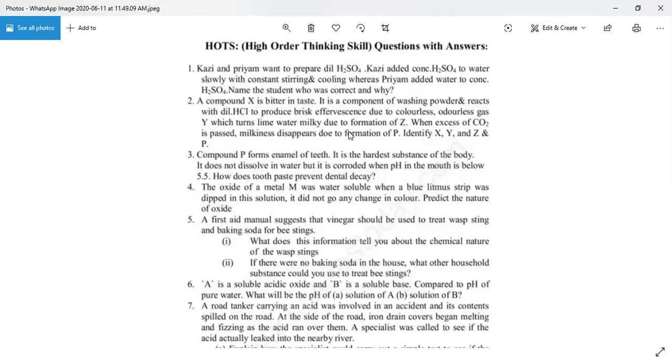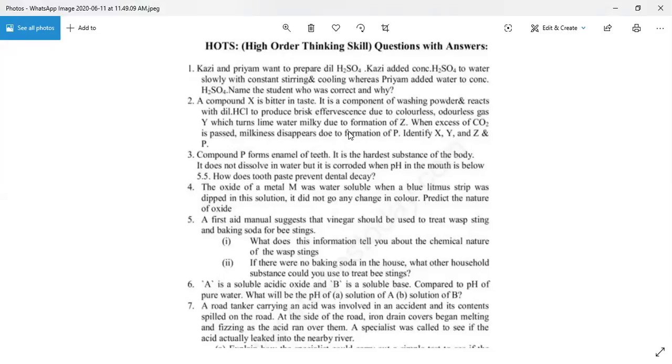Ma'am, X is sodium carbonate. Okay. Y is carbon dioxide. Right. Z is calcium carbonate. Right. And then P is calcium hydrogen carbonate. Yes, right. And write the reactions. Three reactions are there. So write down all those three reactions. First one, compound X with HCl.